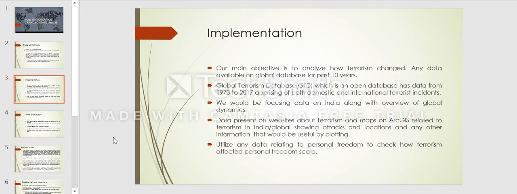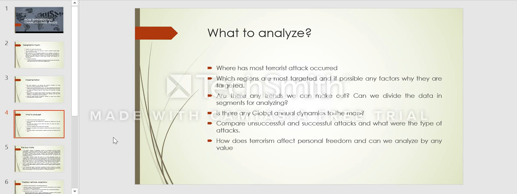The data present on websites about terrorism and the maps present on ArcGIS or the Esri website related to terrorism in India or globally, showing attacks and locations or any other information that would be useful for analyzing or plotting, would be considered a very good data set for us. Utilizing that data, we would relate it to personal freedom and check how terrorism has affected the personal freedom score. So what can we analyze with that data?